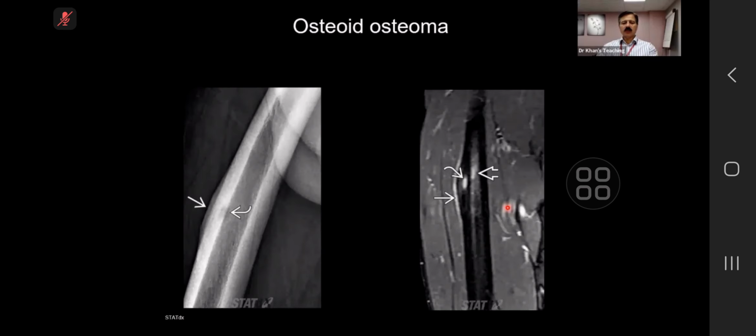This is a case of osteoid osteoma where you see this is the nidus on MR, but you can see this bone marrow edema is also high signal, and there is high signal here also.